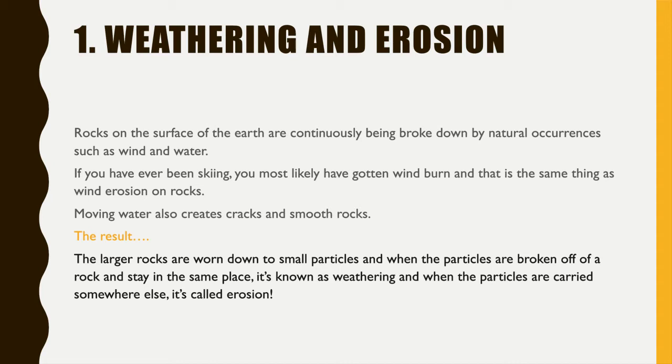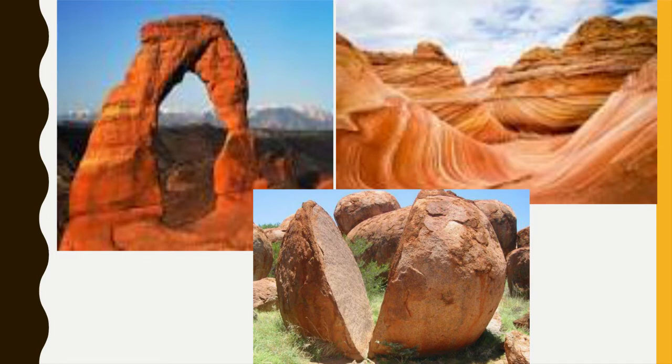And the result of all that is that the larger rocks are worn down to small particles, and when the particles are broken off of a rock and stay in the same place, it's known as weathering. But then when the particles are carried somewhere else, it's called erosion. And here I listed some pictures. You can see that the wind and the water have caused this rock in the middle to break, and then the other rocks, you could see that they form different patterns, and on the right it's very smooth.